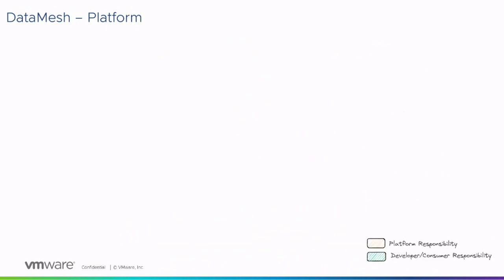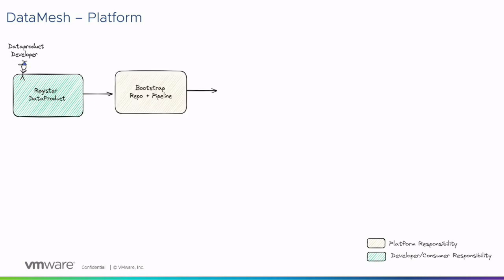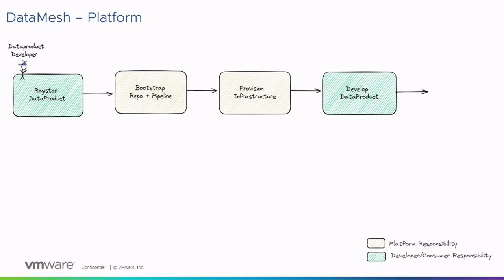So how would you use a data mesh platform? If you are a data product developer, you would jump onto the data product experience plane and say, hey, I need to create a data product. These are its inputs, these are its outputs, and this is the processing layer of this data product. You would register it. Once you register that data product, the platform will bootstrap a repository and create the necessary pipeline to build it. It would provision the necessary infrastructure based on the metadata that you have embedded within your data product definition. It would then be up to the data product developer to develop the data product.